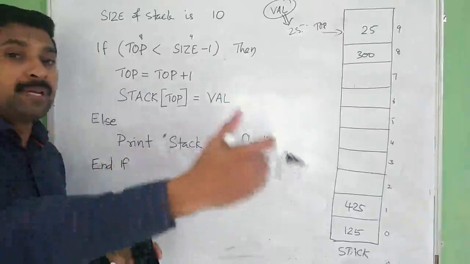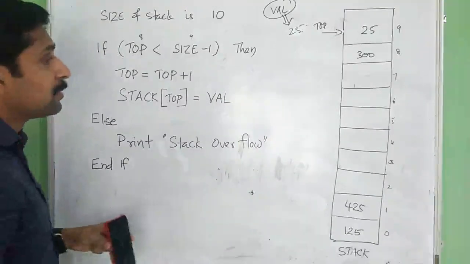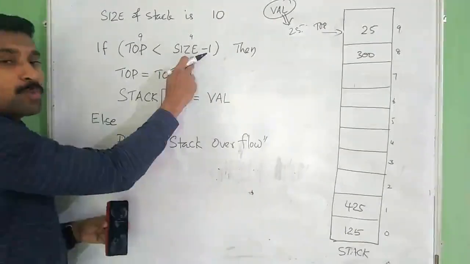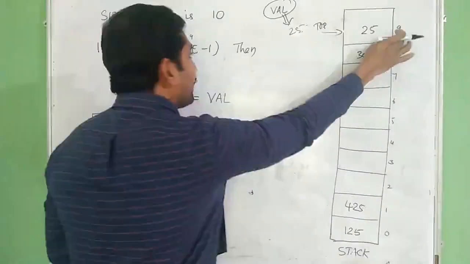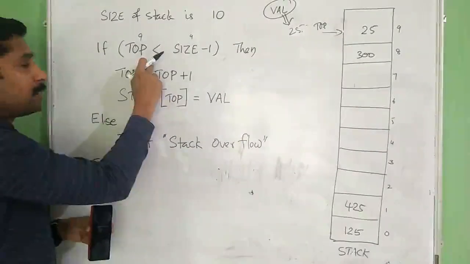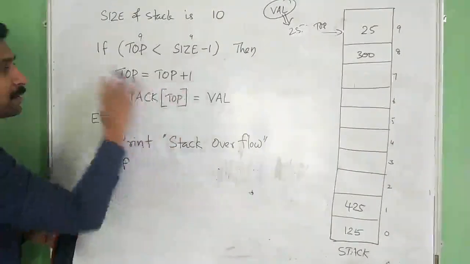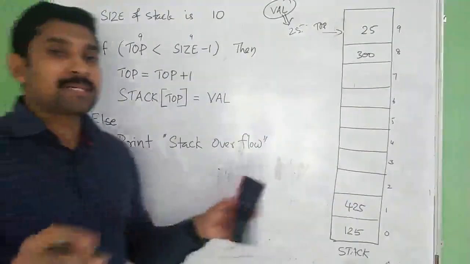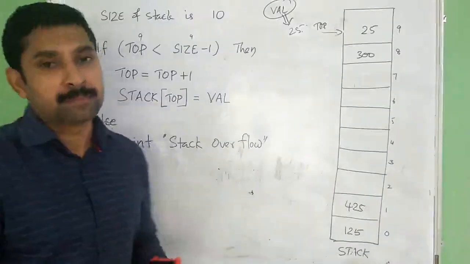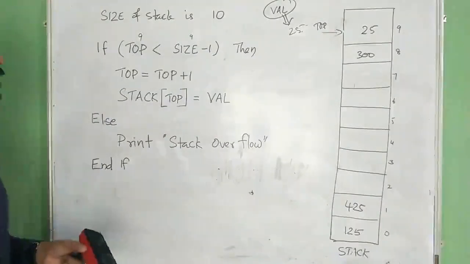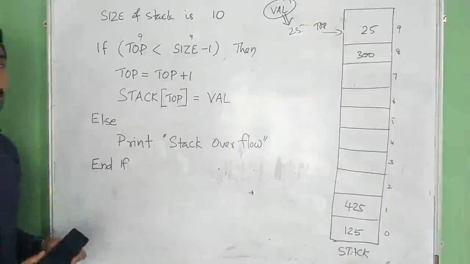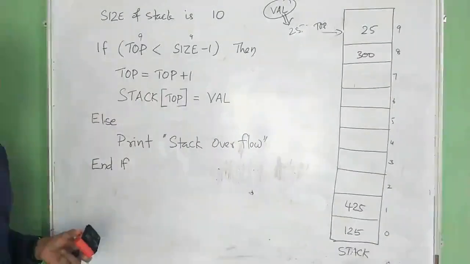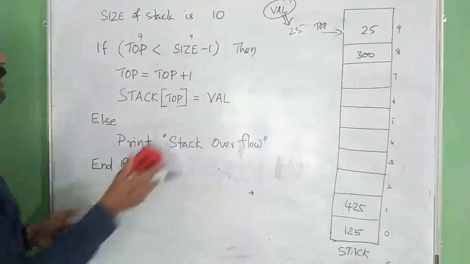Now again we are initiating a push operation. What is top now? Top is 9. Is top less than size - 1? No. 9 is not less than 9. So this block will not be performed; else, print stack overflow. The message stack overflow will come, as it cannot accommodate a new item. So this is the algorithm for the push operation. We can convert this into C++ code like this.